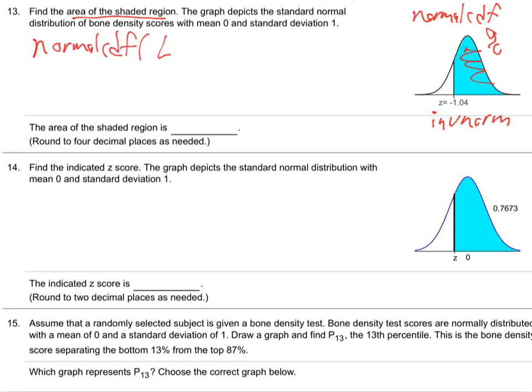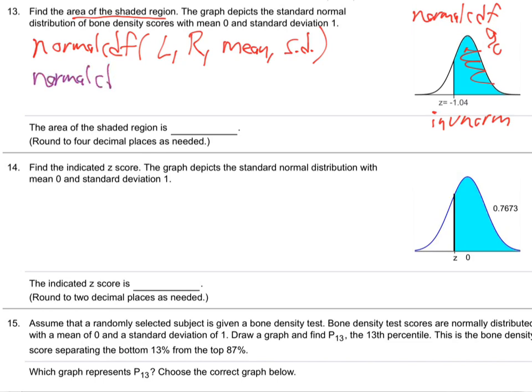Normal CDF. Left, right, mean. How would you know this is not a binomial question? We got a mean and a standard deviation, don't we? It's not a binom question. All right, so here we go.